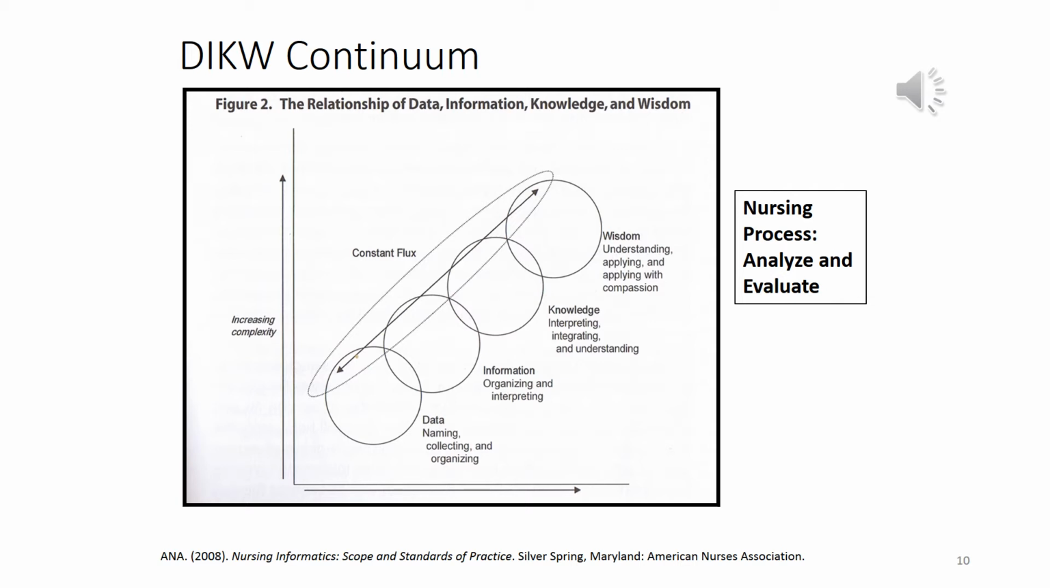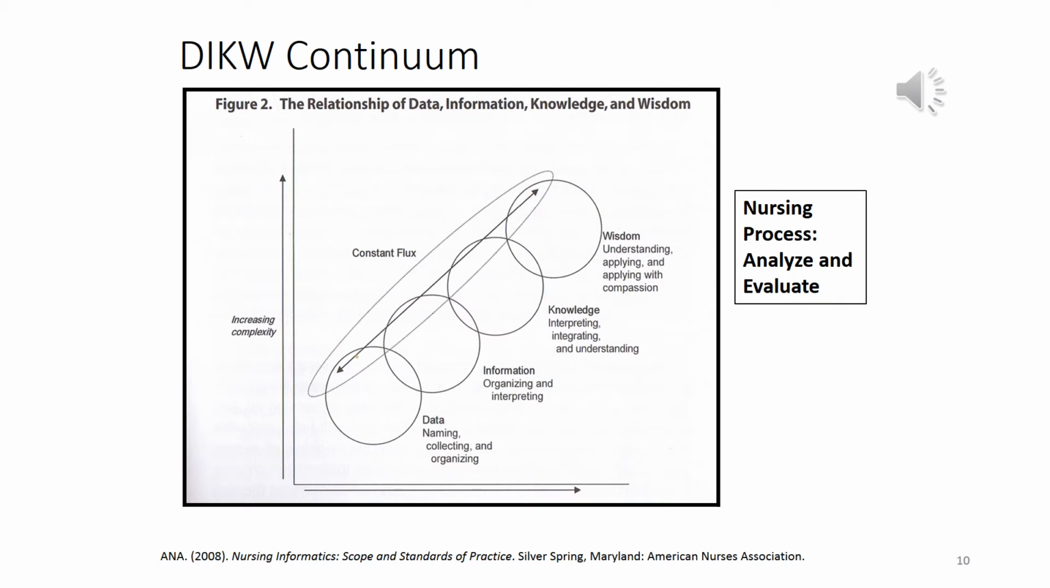And this particular diagram illustrates the flow and the flux that goes between these things and how they increase in complexity. So for instance, if you're looking at data, you're naming, collecting, and organizing. Maybe you have two numbers. You have the number 80, you have the number 120. You're not sure what they are yet. Are they heart rates? What are they? Well, when you look at them together, you realize, oh, that's a blood pressure.